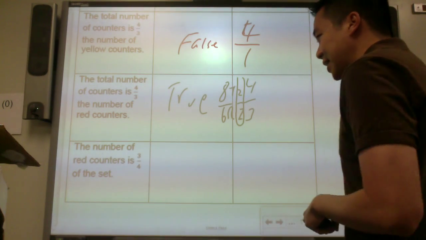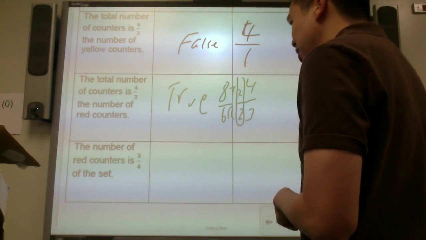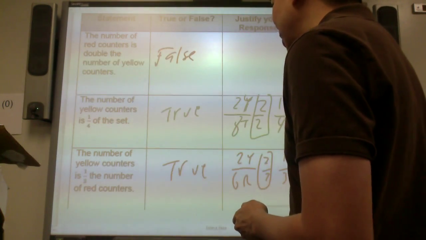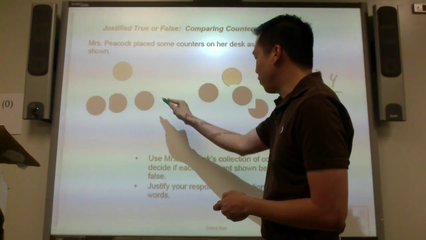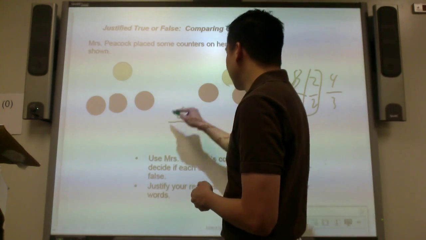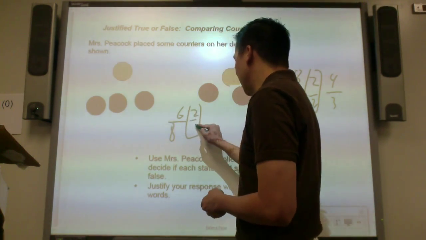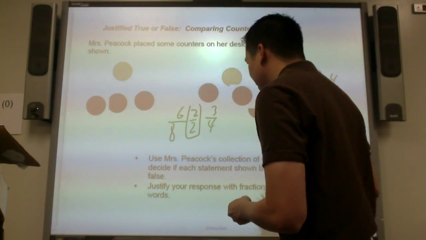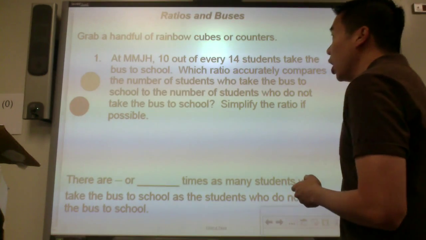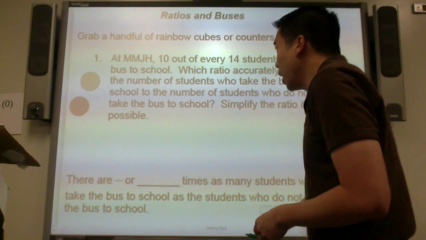And last but not least, the number of red counters is 3/4 of the set. The number of red counters, 1, 2, 3, 4, 5, 6, to the number of the set, there's 8. Break it down, simplify, 3/4. That is true again. So, next item.